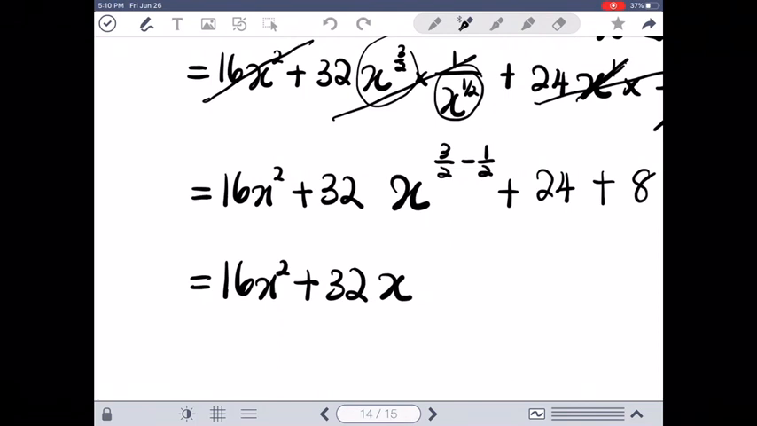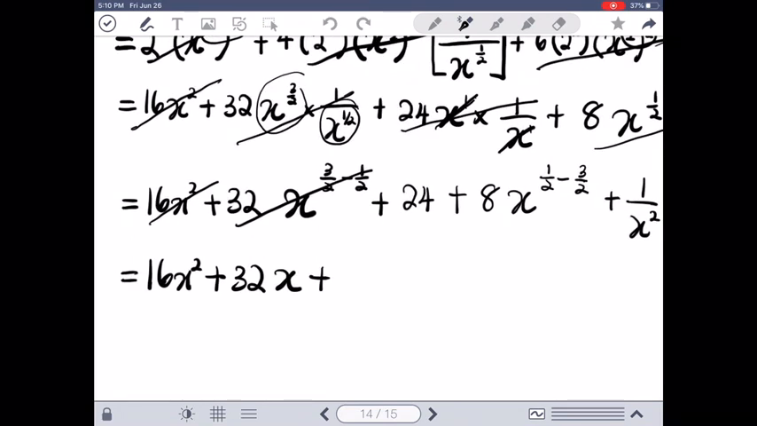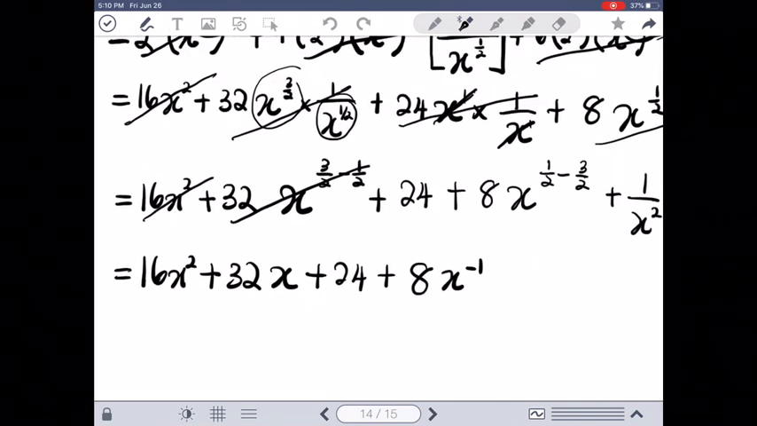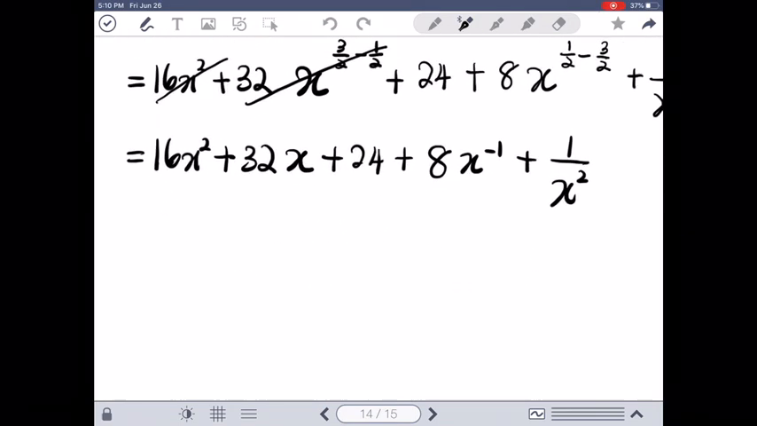32x to the power of 3 over 2 minus 3 over 2. We have 2 over 2, which is just equal to 1, and if it's to the power of 1, we just don't write it. Okay, done with that. Then plus 24, plus 8x to the power of 1 over 2 minus 3 over 2, we should get minus 1, plus 1 over x squared.